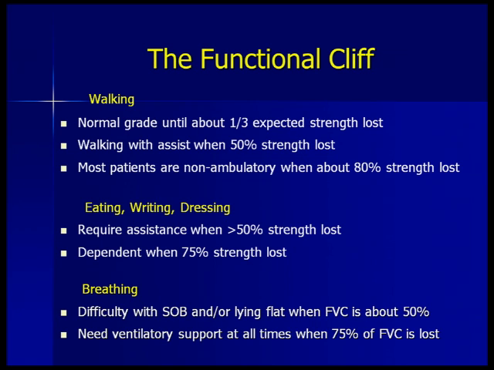So it appears that there is a functional cliff, for those of you in the States, where cliff is a pretty common term these days. But we all know that our patients seem to do well functionally, and then all of a sudden they seem to change a lot. In their ability to walk, patients usually report that they're walking normally until they lose about 1/3 of their expected strength. They need assistance to walk by the time they lose about half their strength, and become non-ambulatory by the time they lose about 20% of their strength.